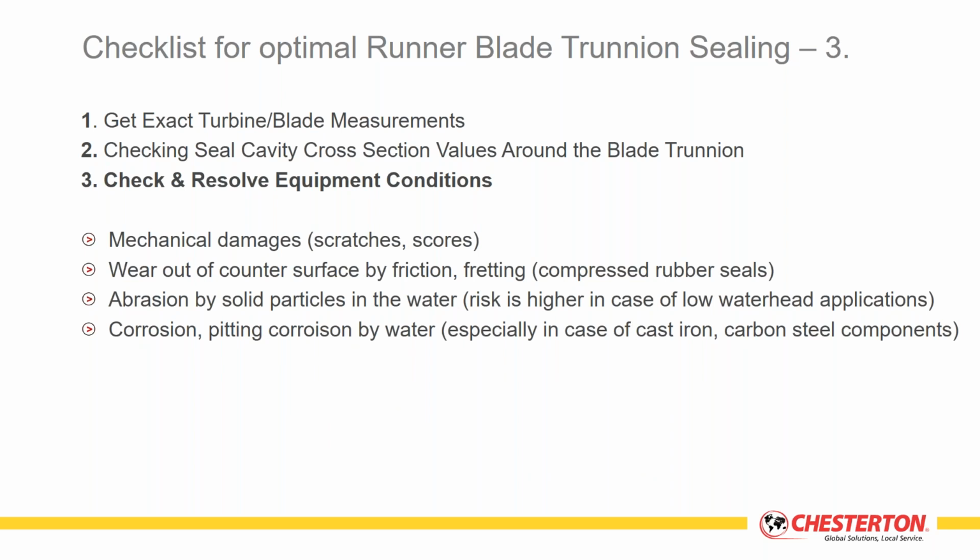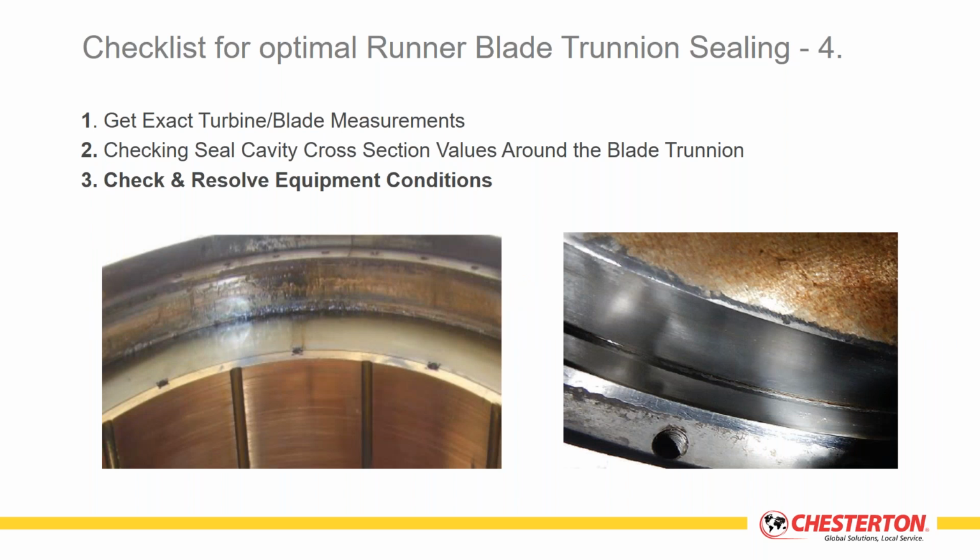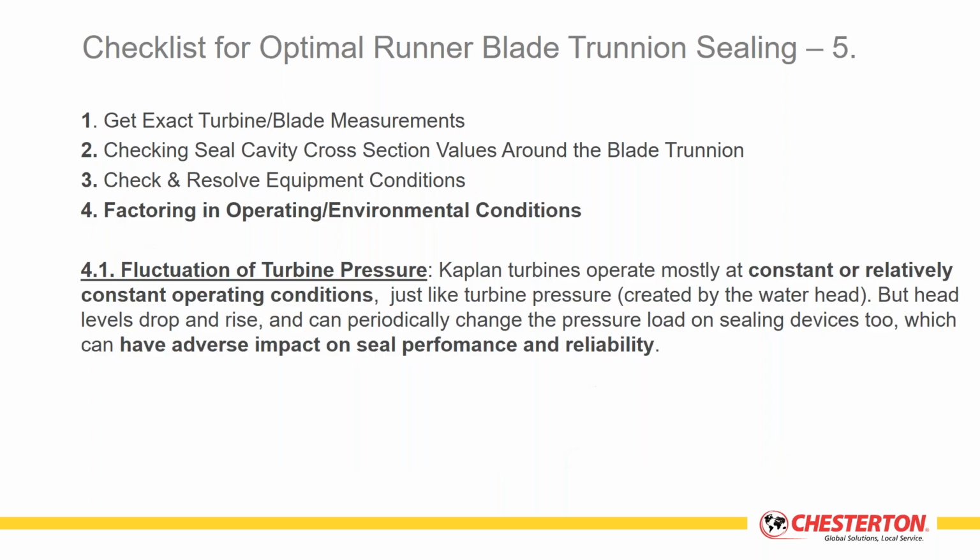Check and resolve equipment condition, typical problems: mechanical damages, scratches, scores, wear out of the counter surface because of the high friction, and the high friction causes wear out, or fretting, abrasion by the solid particles in the river water, especially in low water head hydropower plants, corrosion, pitting corrosion by the water. And just two examples. One, on the left-hand side, is a good example of how the seal cavity surface is corroded.